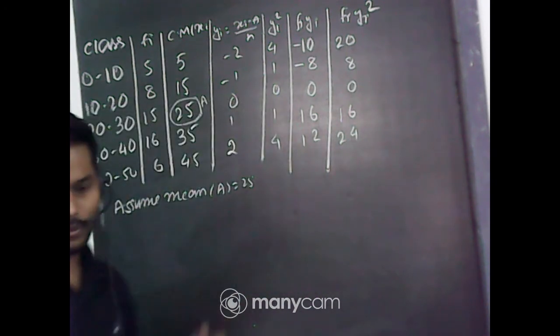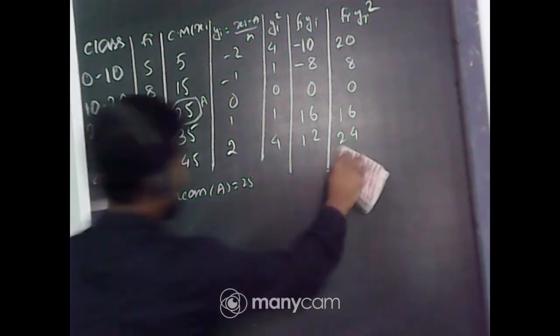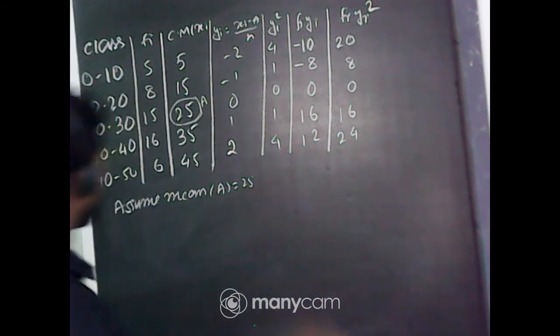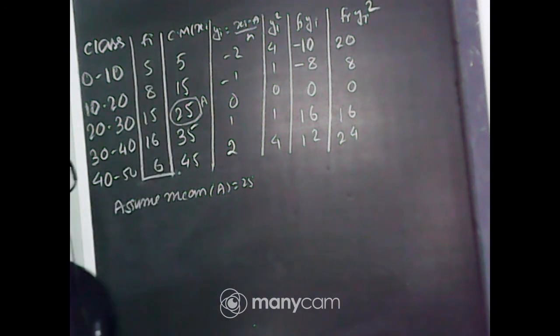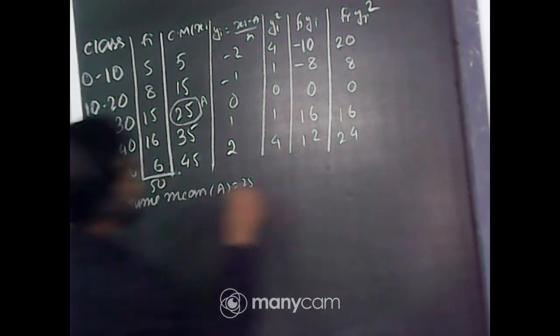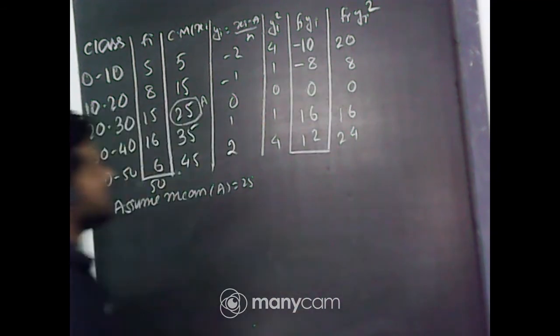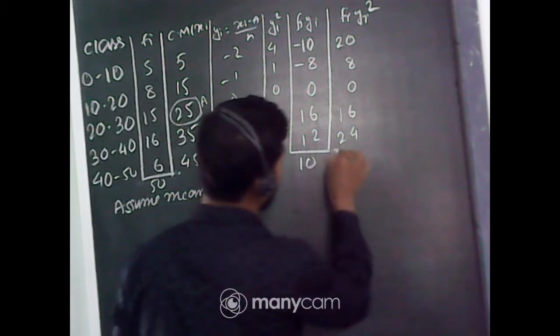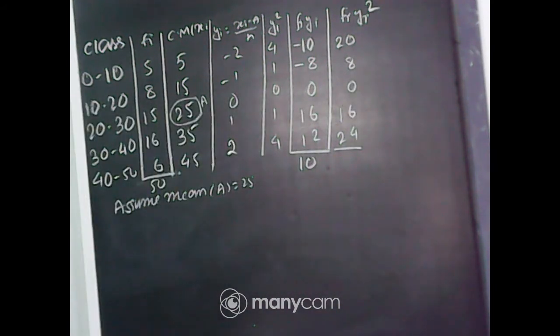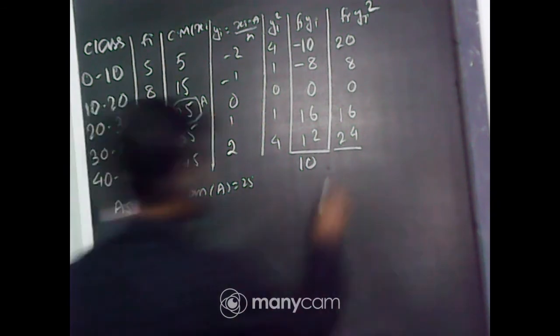Now we have to add them. Tell me, what is the sum of the frequency? Add this data and tell me the result. Very good, it is 50. Now the summation of fi yi. Very good, it is 10. And the sum of fi yi square is 68.